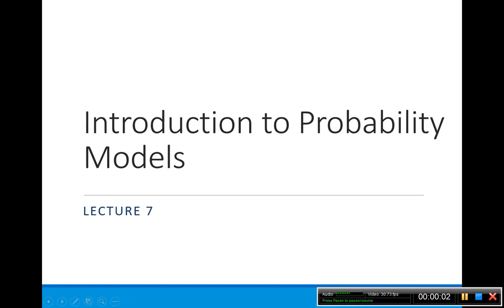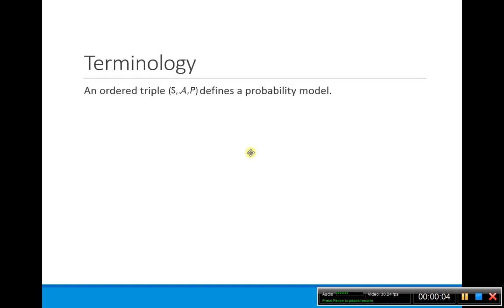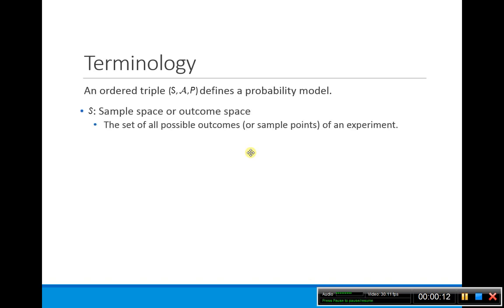Lecture 7 is an introduction to probability models. The ordered triple (S, script A, P) defines the probability model entirely. S is the sample space or outcome space, so it's the set of all possible outcomes of some experiment.